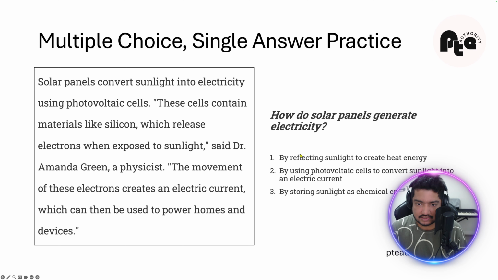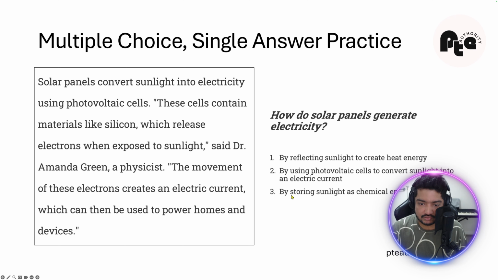Now let's look at the answer options. By reflecting sunlight to create heat energy. I didn't read about that in the text that was given to me, so I don't think that's the right answer. Let's go to option 2. By using photovoltaic cells to convert sunlight into an electric current. This looks right to me. This is very close to the answer that I had in my head, and it also goes on to say that it converts sunlight to an electric current, which is described in the text.